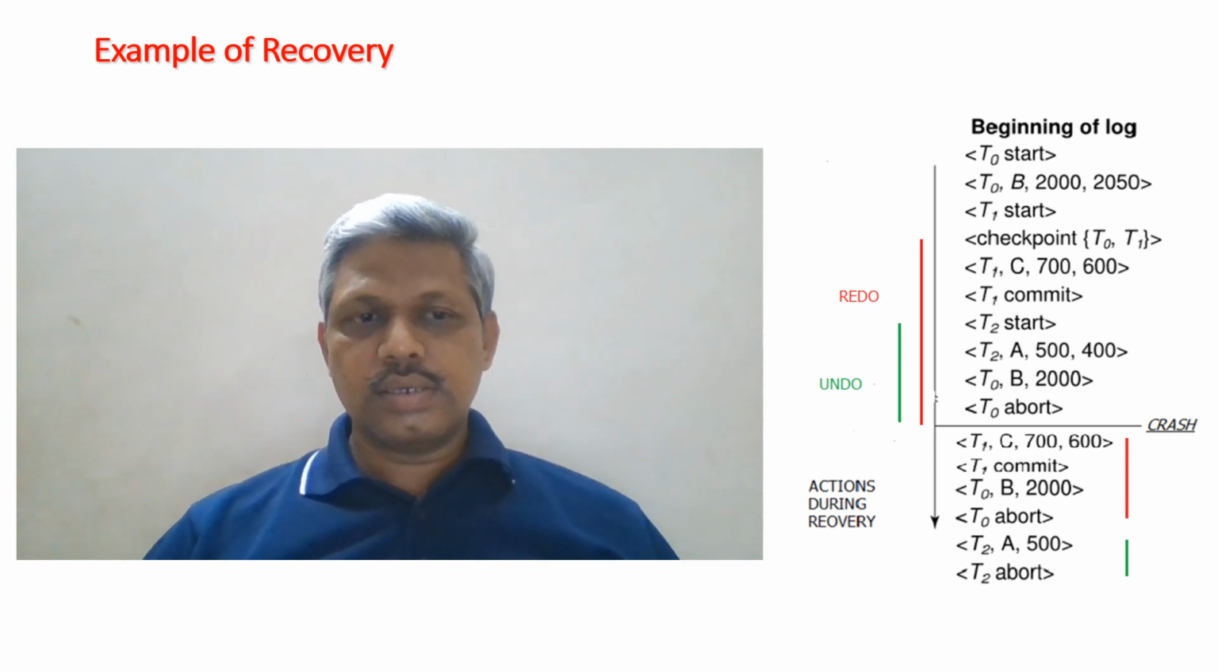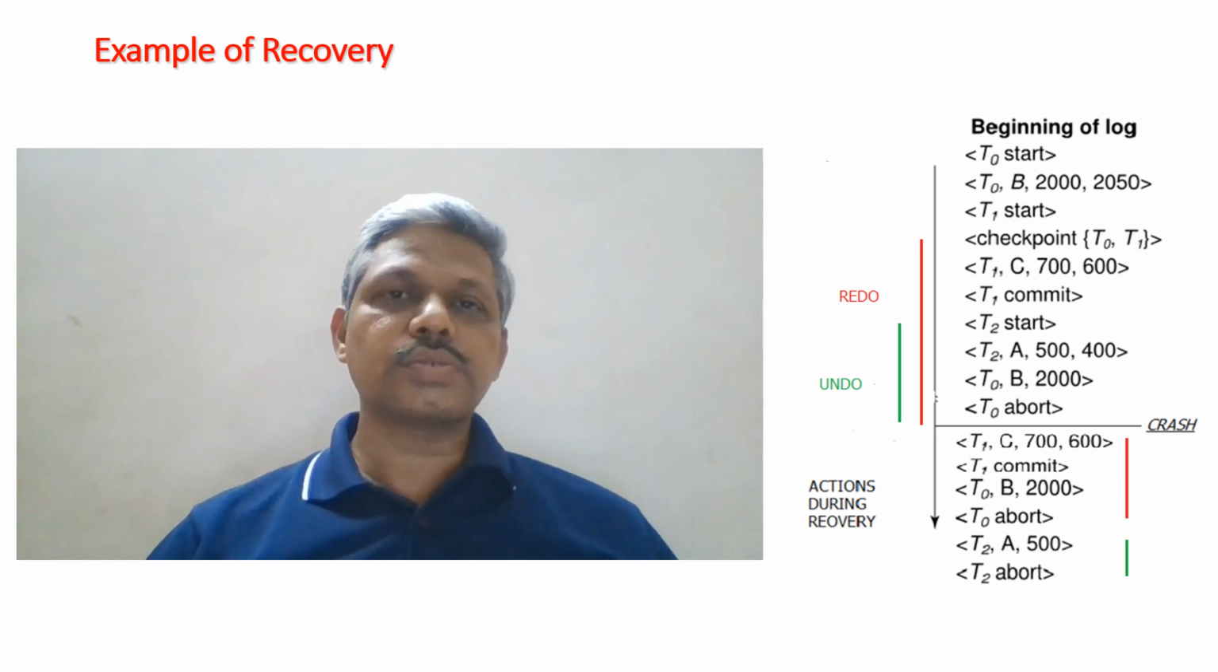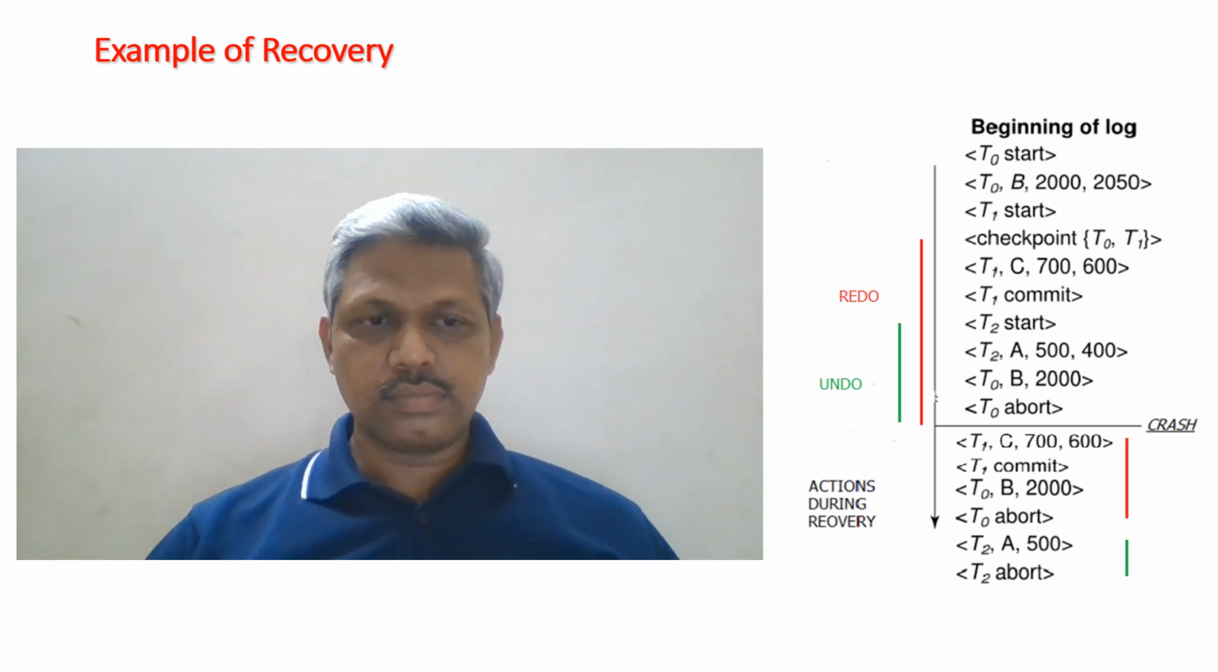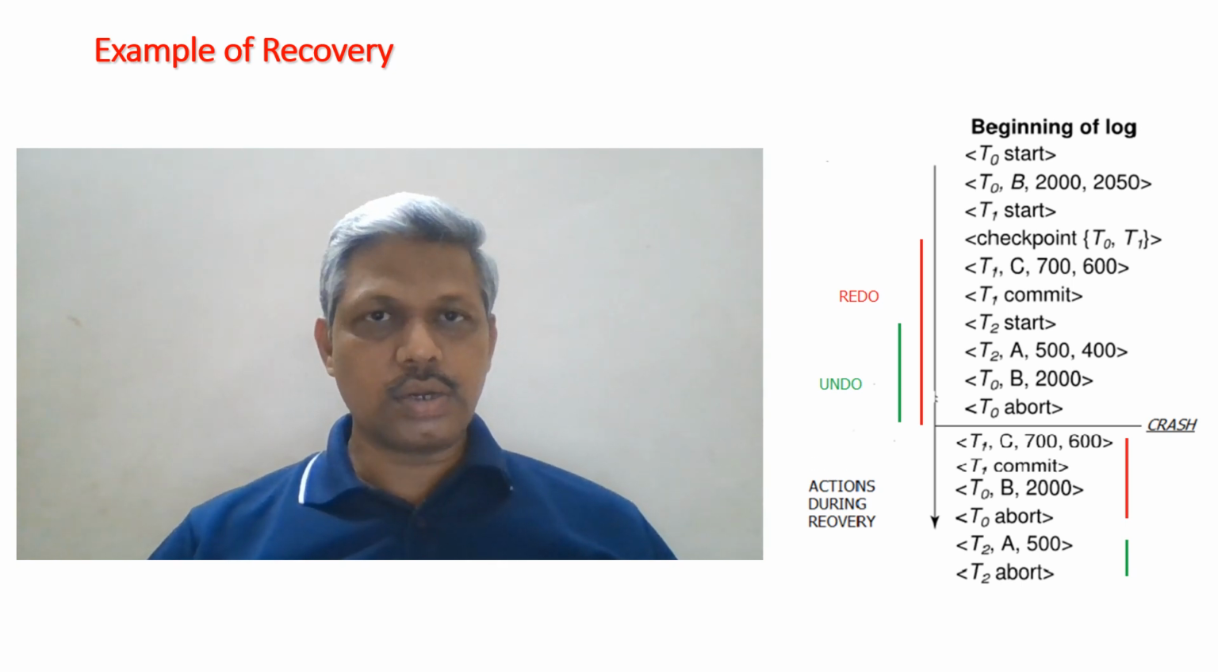So if we analyze the log records of the transactions from the checkpoint, as per the algorithmic process, first we encounter T1 C 700 600. This is an update log record, so this has to be redone. Then T1 commit is there. Again it has to be redone. And then T2 start. Once T2 start is encountered after the checkpoint, T2 has to be added to the to-undo list. So we'll add T2 to the to-undo list.